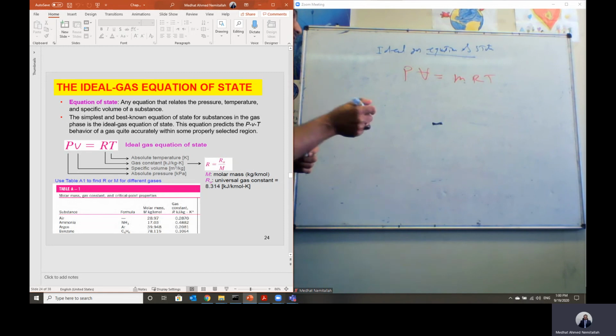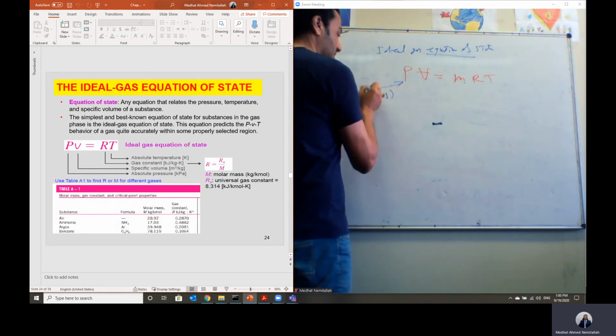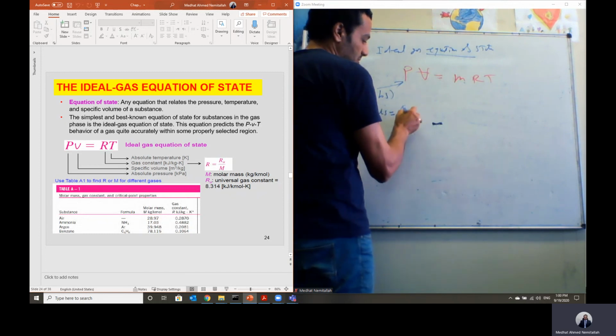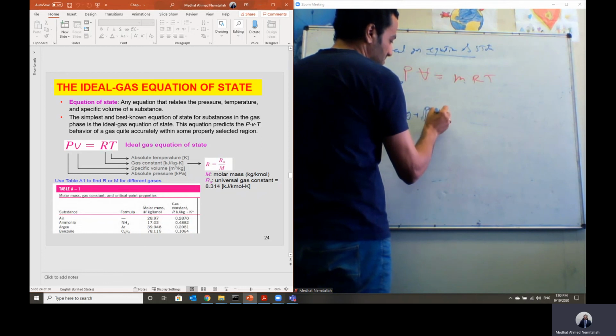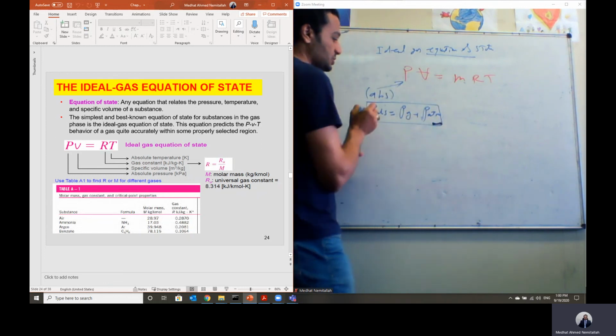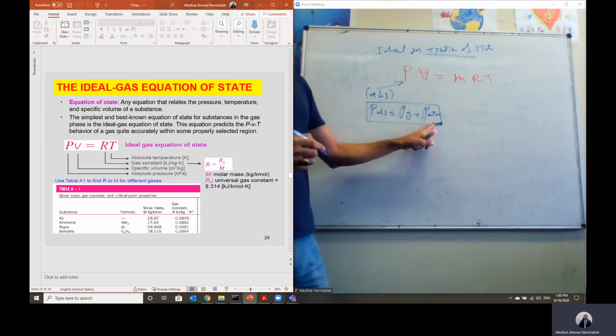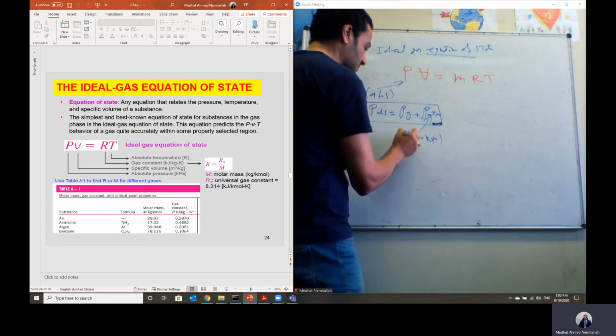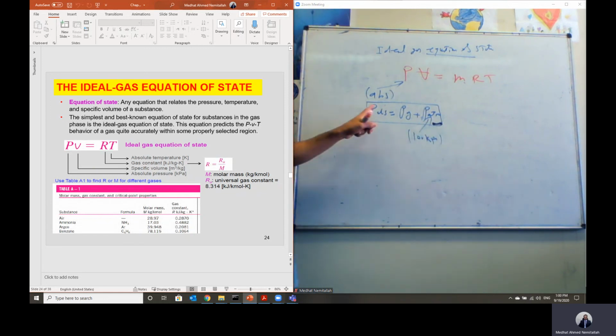In this ideal gas equation of state, the pressure should be the absolute pressure. In any equation in your engineering life, the pressure can be substituted by the gauge pressure, except in the ideal gas equation of state. This pressure value should be the absolute value. So we have defined the absolute pressure as equal to the gauge pressure plus the atmospheric pressure. If the pressure is given as gauge pressure, then we have to add the atmospheric pressure, which is about 100 kilopascal if the value is not given. Then we substitute this pressure with the absolute pressure.